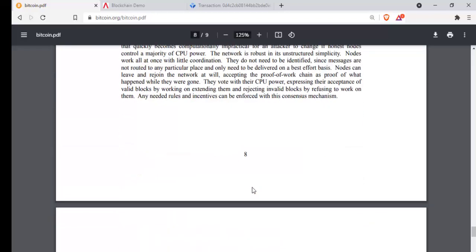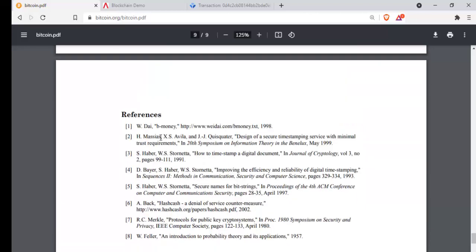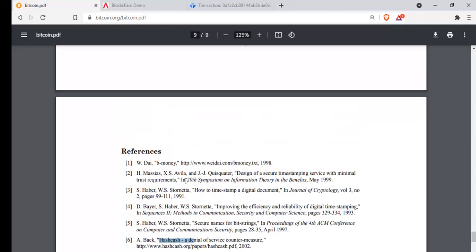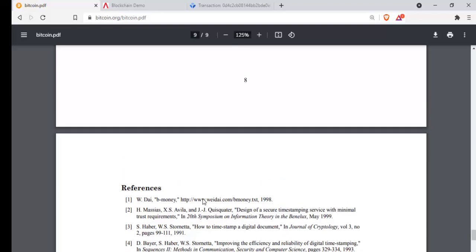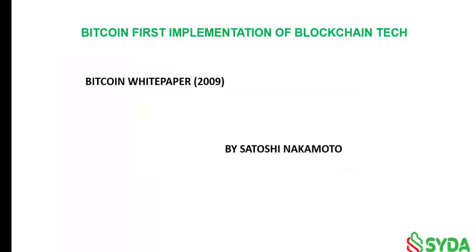You can see it goes into further details, and then the conclusion, of course, summarizes the whole white paper and explains the purpose, and we also have the references here, which reference the content of this white paper and where it gets its ideas from. You can see the hash here, which I mentioned earlier, that there were other digital coins. So Satoshi Nakamoto made references to all those where he got his ideas about the Bitcoin white paper. So that's basically it on the Bitcoin white paper, which was published by Satoshi Nakamoto.